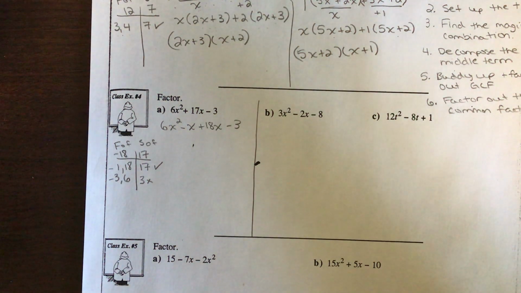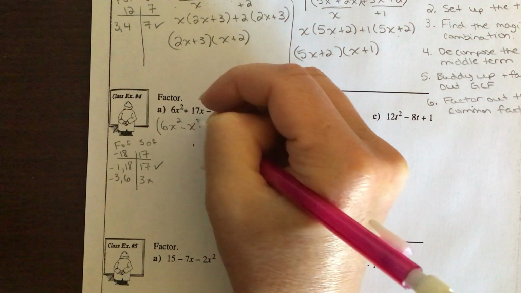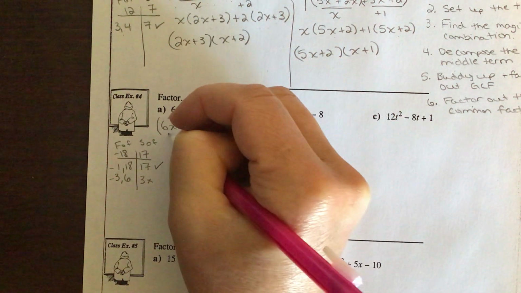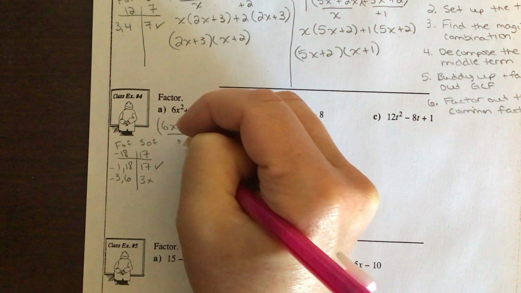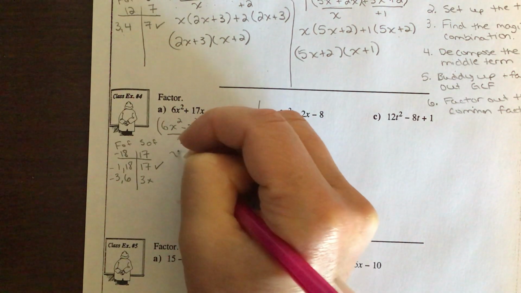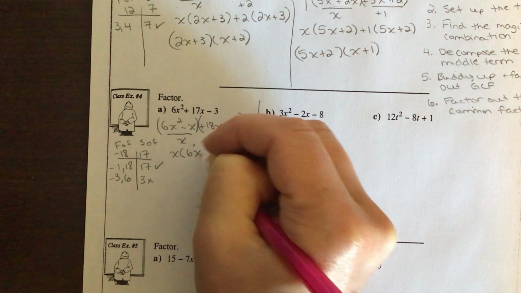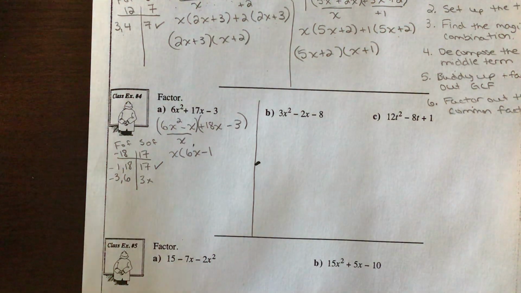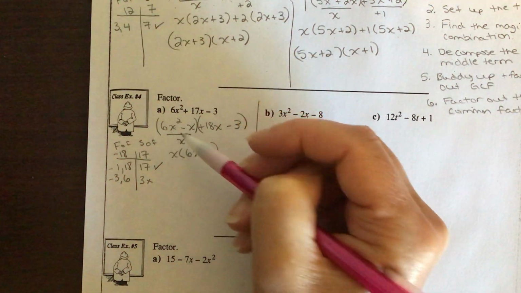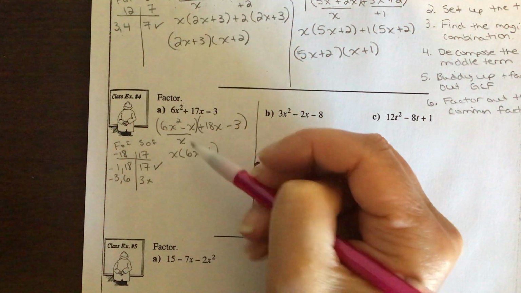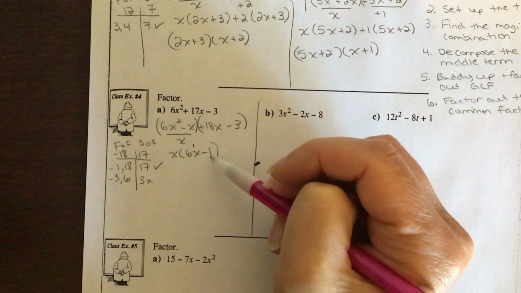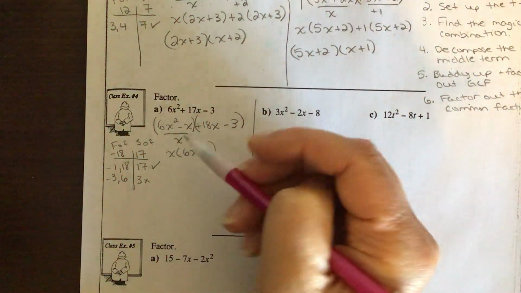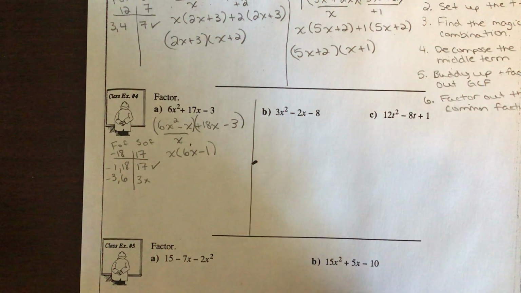Okay, now we're going to buddy up and then take out the greatest common factor. So here I can only take out an x. So I'm going to have x times 6x minus 1. Okay, because 6x squared divided by x is 6x. Negative x divided by x is negative 1. Because it's the same thing being divided, but one's positive, one's negative.